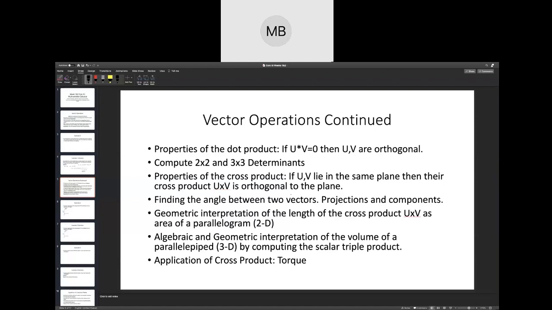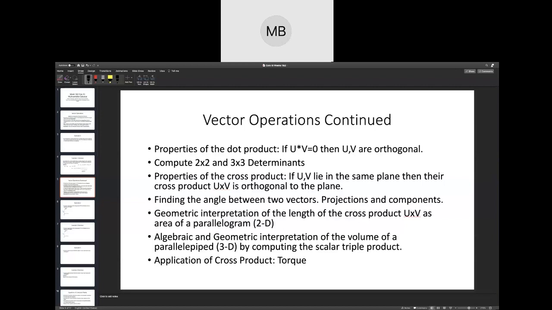We want to be able to find the angle between two vectors. This is described in your book. We want to be able to compute projections and components and know what that means geometrically. This is also described in your textbook. Geometric interpretation of length and of the cross product u cross v as the area of a parallelogram.